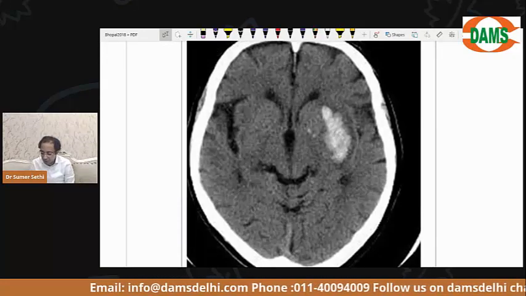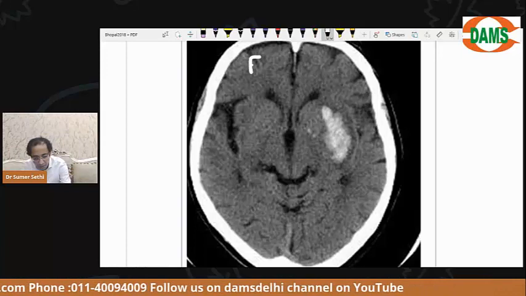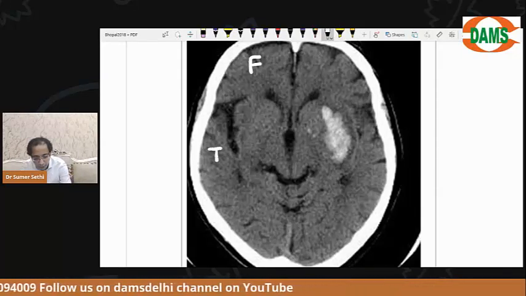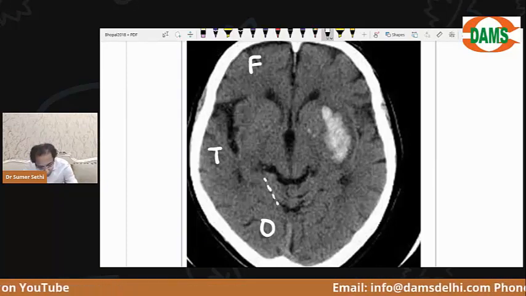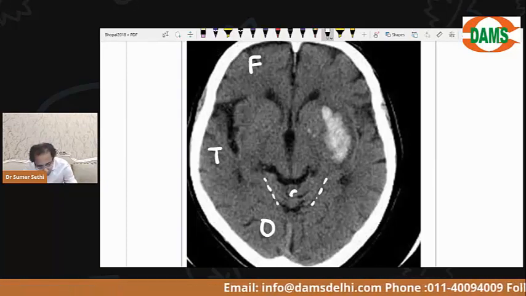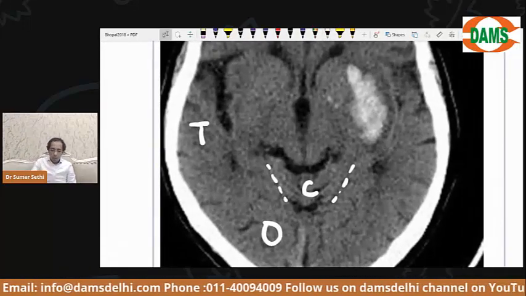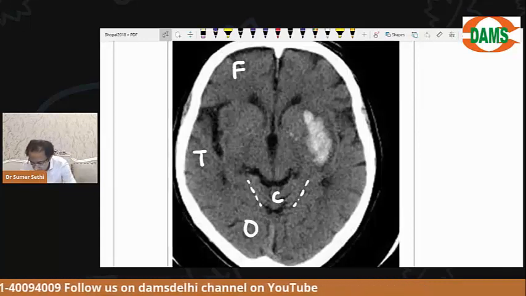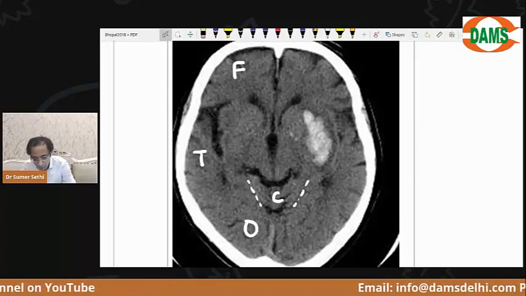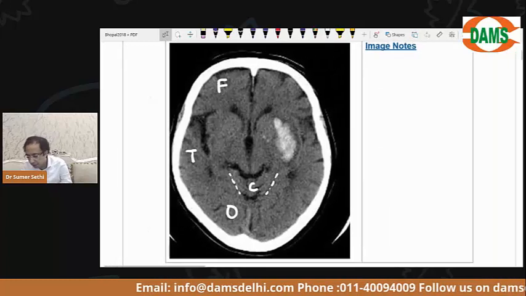Now I'm going upwards. When I go up, you can still see the frontal lobe, temporal lobe, occipital lobe. Only a little bit of cerebellum is visible. Can you see now? You can see the frontal lobe, temporal lobe, occipital lobe. Only a little bit of cerebellum is seen.